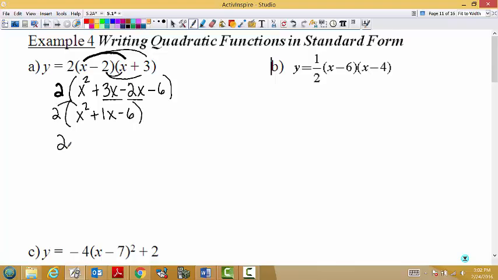2 times x squared is 2x squared. 2 times 1x is 2x. 2 times negative 6 is negative 12. Okay, I'm going to do the same thing with the b. Okay, I'm going to go ahead and FOIL.